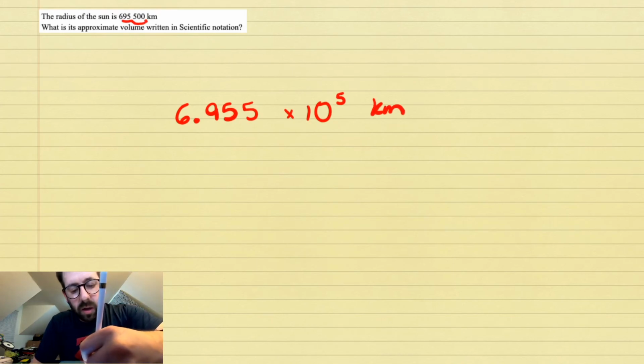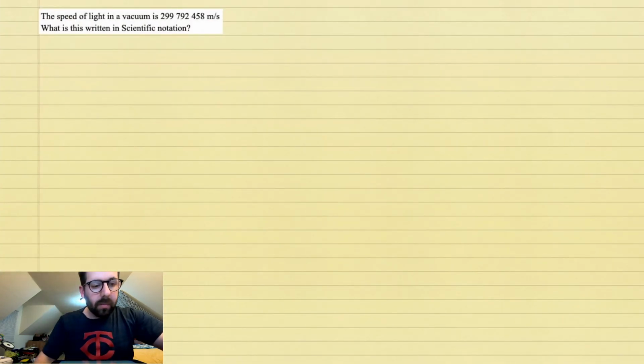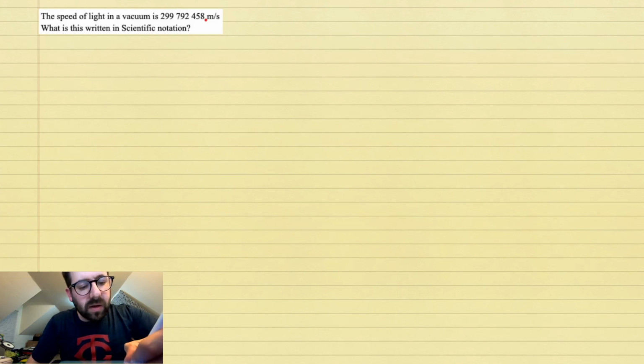And that's in kilometers. Okay, last problem out of our 10, and this will be the last one that I assigned by the Google form. Speed of light in a vacuum. So speed of light, again, not sound. So this is in meters per second. So that's 299,792,458 meters per second. So right now the decimal's in the back.